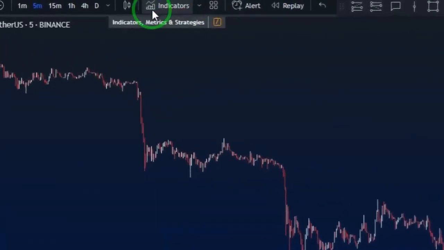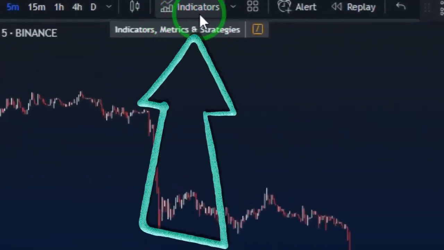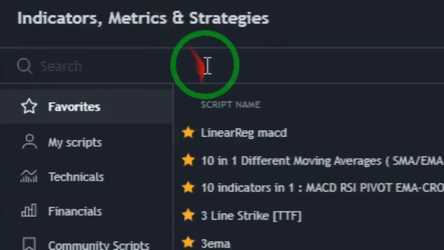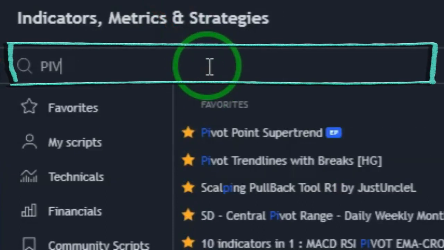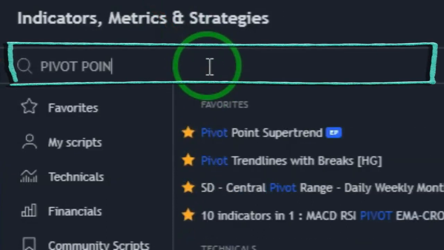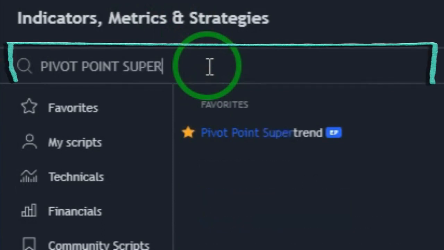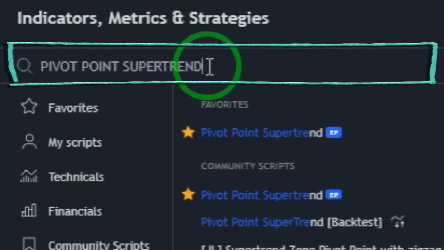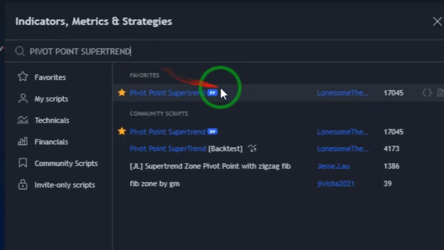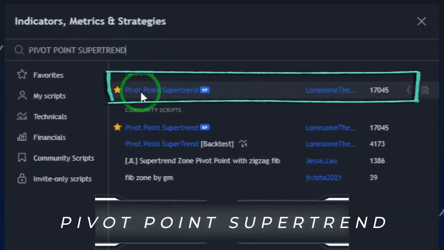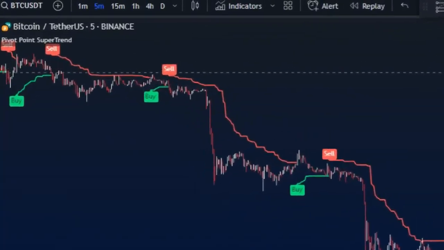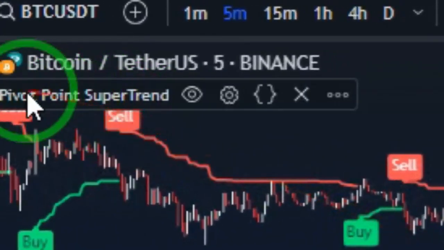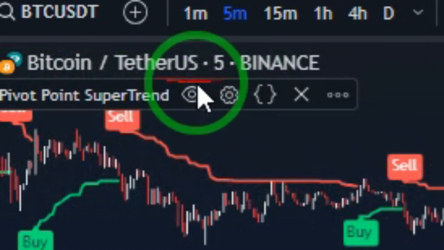First, I added the pivot point super trend indicator as my first indicator strategy to the chart. The pivot point super trend indicator is useful for identifying trends and momentum. It looks at price action and volatility to generate buy and sell signals.